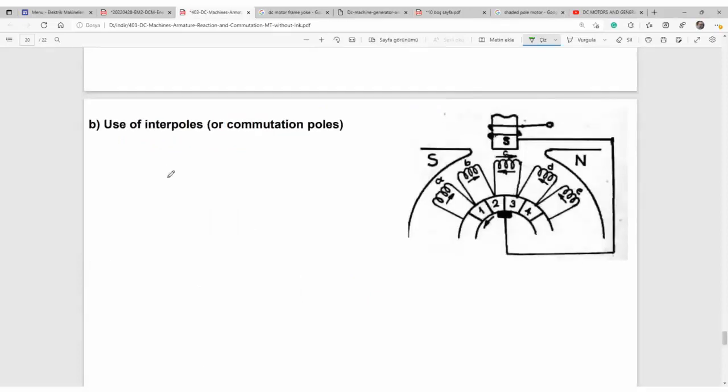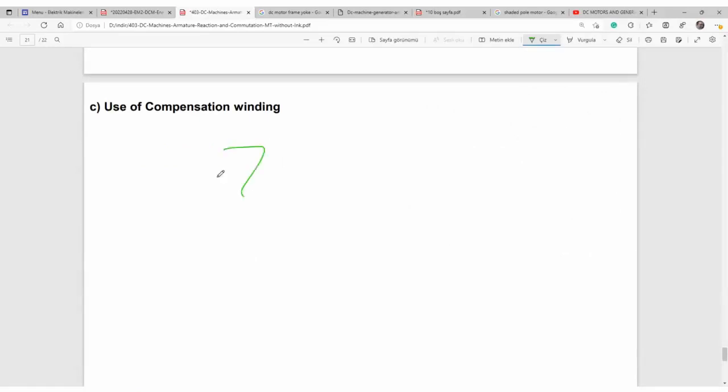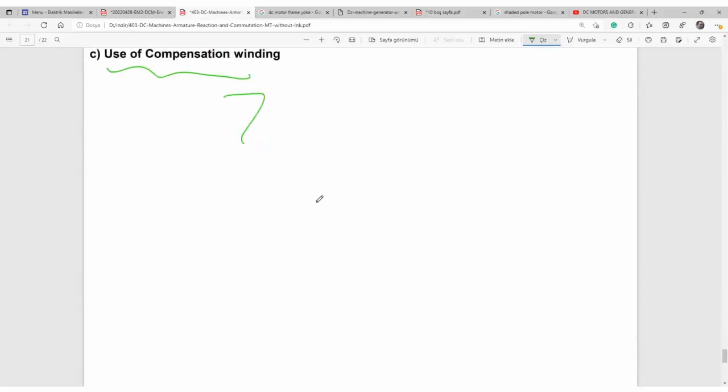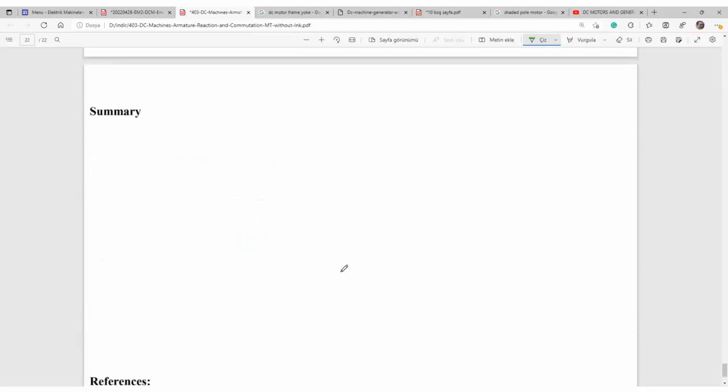Interpoles, yes, they make it easy to commutate the current in the coil under the neutral axis. Compensation winding, again, was one of the methods to eliminate the adverse effects of armature reaction, and now it makes it easier to commutate current in the coil under commutation.